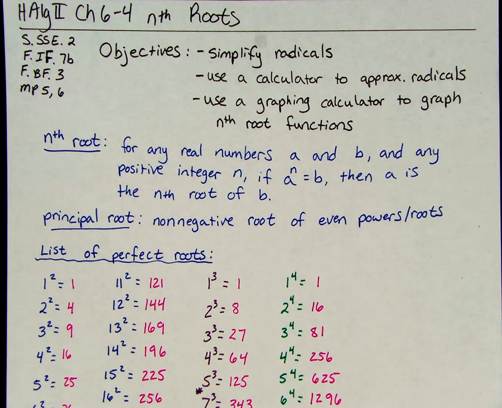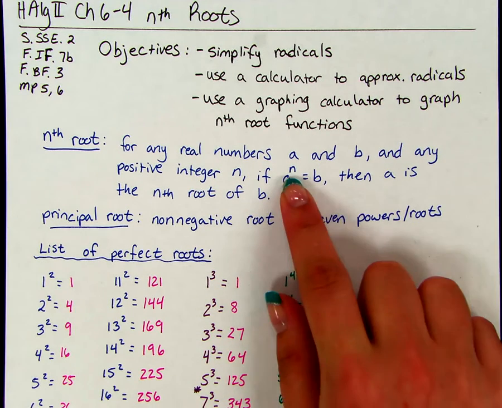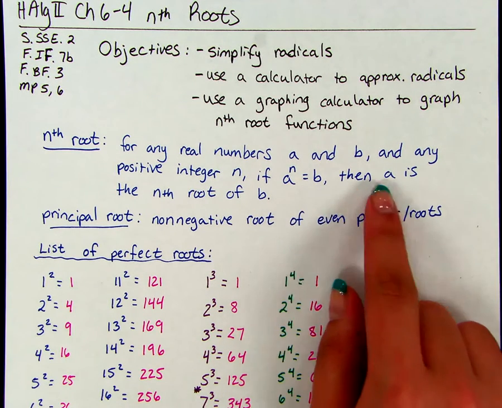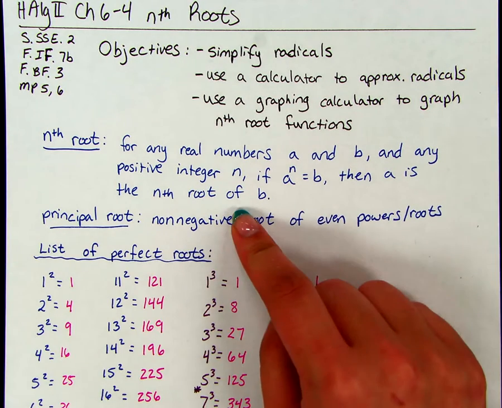All right, lesson 6-4, nth roots. So by the time we're done with this lesson, we should be able to simplify nth root radicals. Now, an nth root is for any real numbers, a and b, and any positive integer n. If a to the nth equals b, then a is the nth root of b.